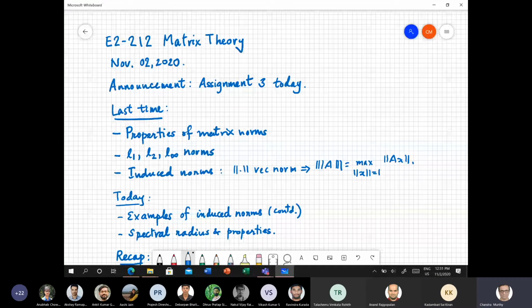So the last time we were looking at properties of matrix norms. This is a long chapter in the textbook, so we will be discussing this for a couple of more classes. Specifically, we discussed L1, L2, and L infinity norm, and these are three norms that are different from the L1, L2, and L infinity norm that we are going to define in this class. These are basically matrix versions of vector norms. In particular, the L1 norm is the sum of the magnitudes of all the entries of the matrix, and that is indeed a matrix norm.